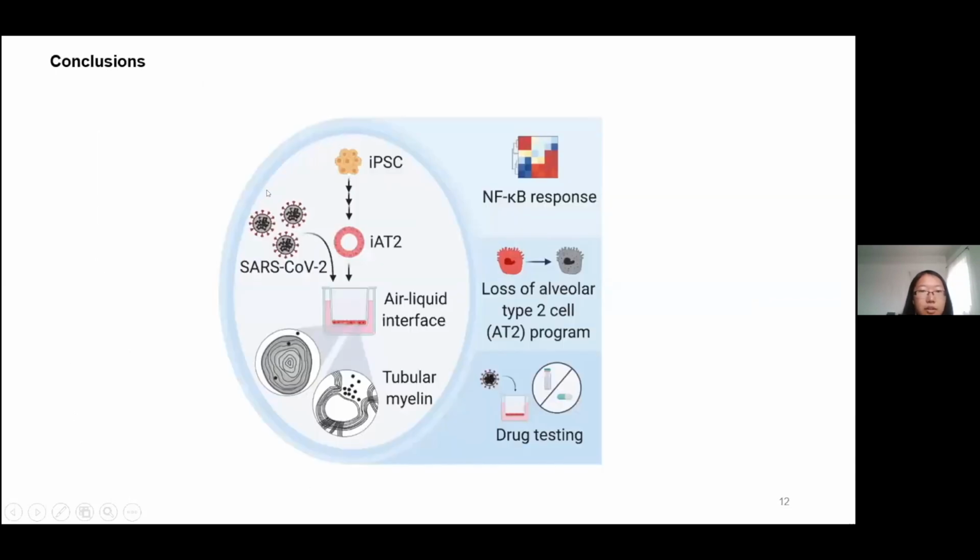So in conclusion, I've shown that we have taken iPS cells that can be derived into iAT2s and plated in an air-liquid interface culture that allows for apical infection of SARS-CoV-2. These cells are indeed permissive to SARS-CoV-2 as shown by immunostaining and also EM images. And upon infection, it induces a rapid NF-kappa B response, a delayed and dampened interferon response, and a loss of type 2 cell program. And we think that this platform is very applicable for drug testing experiments and projects, and we're happy to share these cells for other collaborations as well.